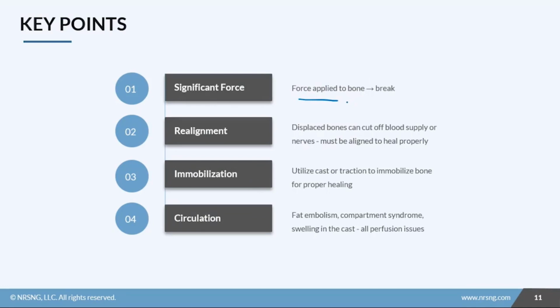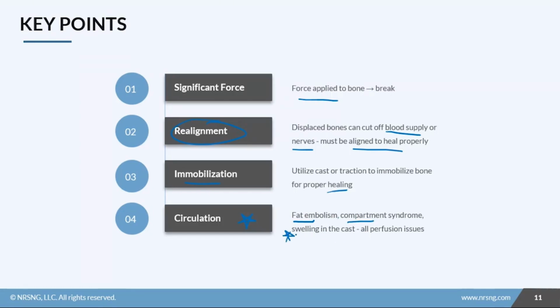So just to recap quickly, fractures occur when a significant force is applied to the bone and causes it to break. We want to make sure the bone gets realigned because displaced bones can cut off blood supply or even nerves. So they have to be aligned properly to heal. We want to immobilize them for proper healing because if they're shifting around, the more they shift, the longer it's going to take for it to heal. And then we want to prioritize circulation and keep an eye on risks for a fat embolism or signs of that and signs of compartment syndrome.